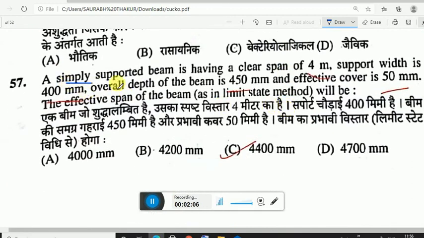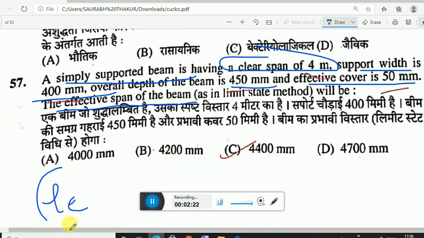A simply supported beam is having a clear span of 4 meter. Support width is 400 mm. Overall depth of the beam is 450 mm and the effective cover is 50 mm. What you have to do is calculate the effective span of the beam, LE.